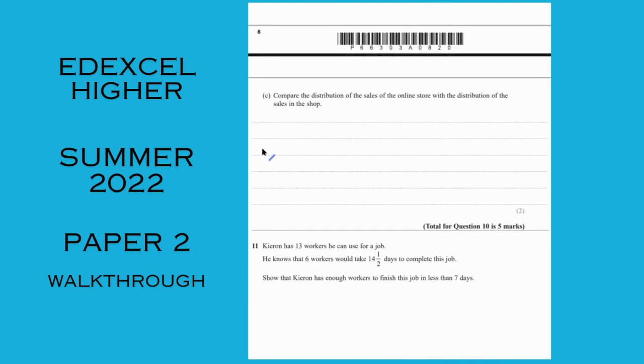Part C, I won't write it all out. I have written it all out on my worked answers, so feel free to check them out. But at the end of the day, you should make sure for 2 marks that you compare 2 different things. So the online median is greater than the shop median. That's one comparison. And the online interquartile range, or spread, however you want to call it, is greater than the shop.